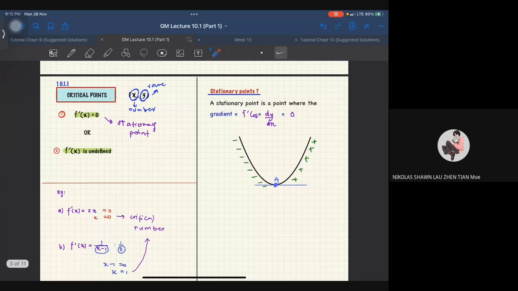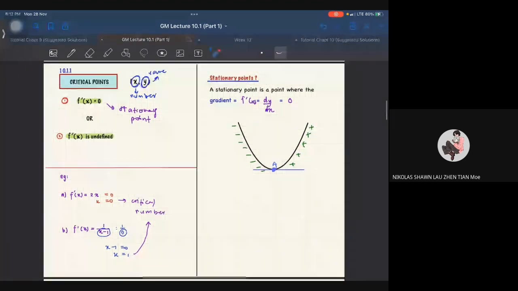Okay, so setakat ni ada soalan tak? Ini ada. Tak ada eh? Okay, saya sistem tak ada.